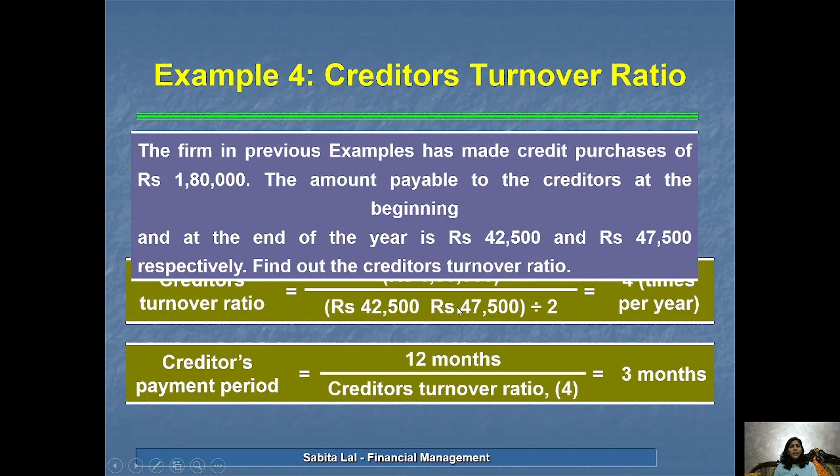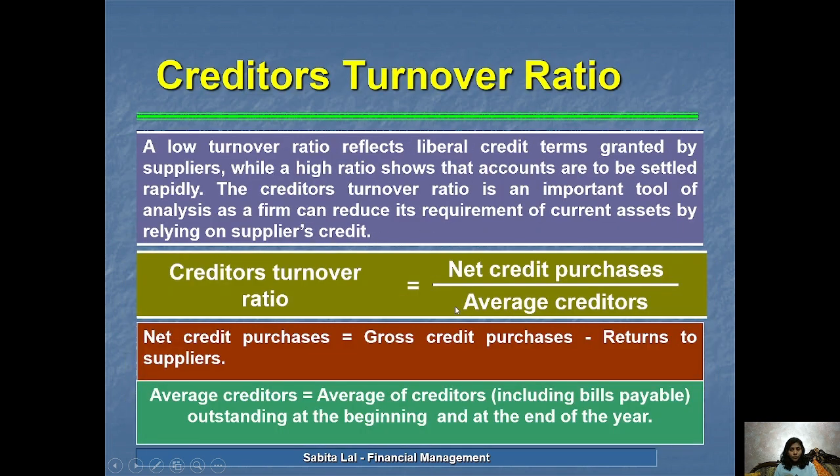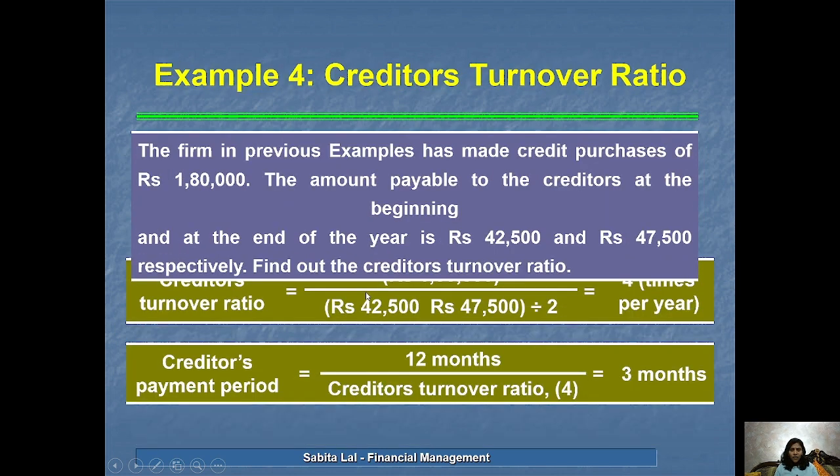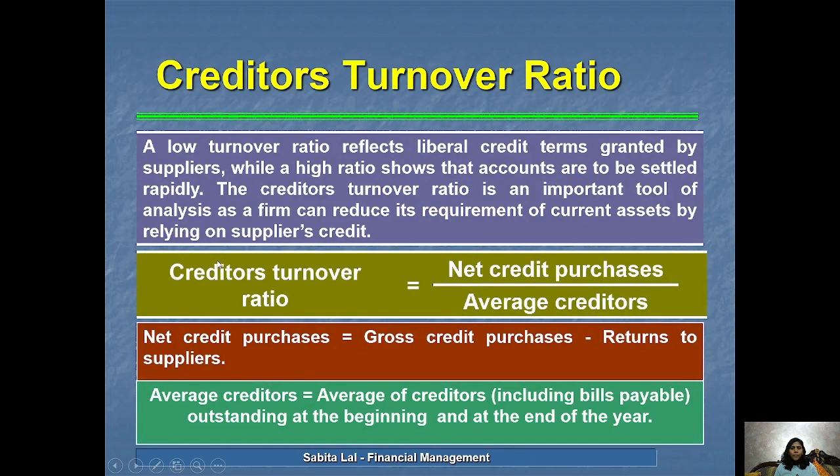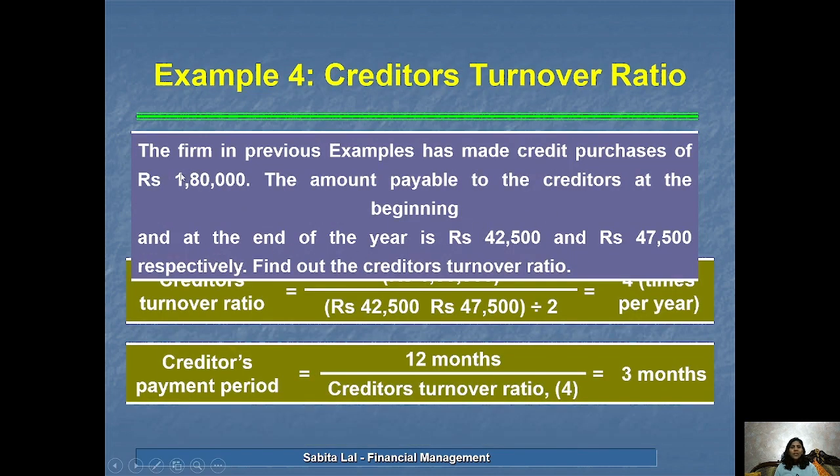I know the creditor turnover ratio formula is net credit purchase divided by average creditor. Here again I have the values: 1,80,000, and the given values 45,000, 42,500 and 47,500. So I am able to calculate the average, and I will get the value of 4 times per year. The creditor period is 12 months divided by the creditor turnover ratio, and I will get the value.